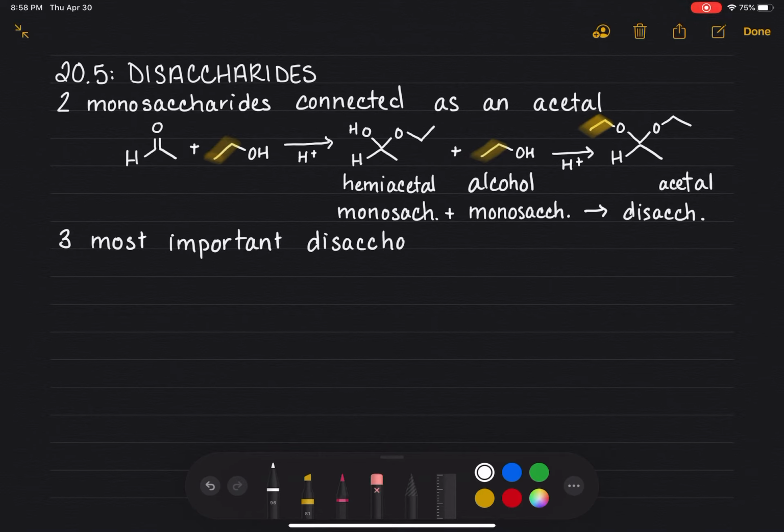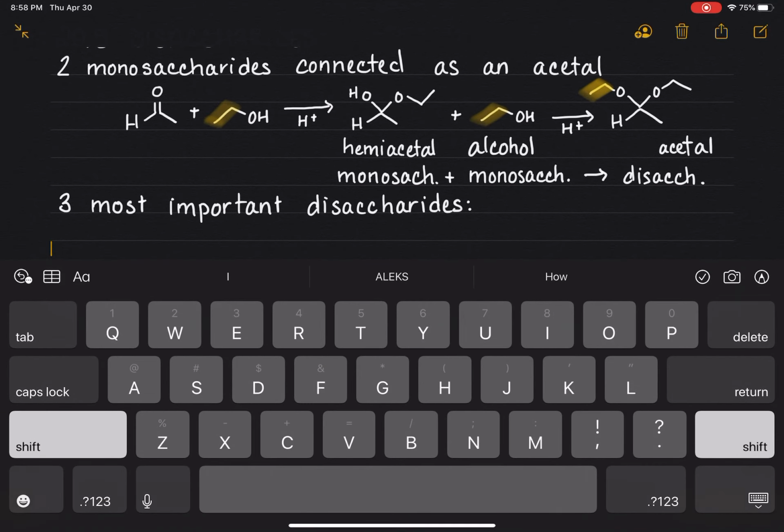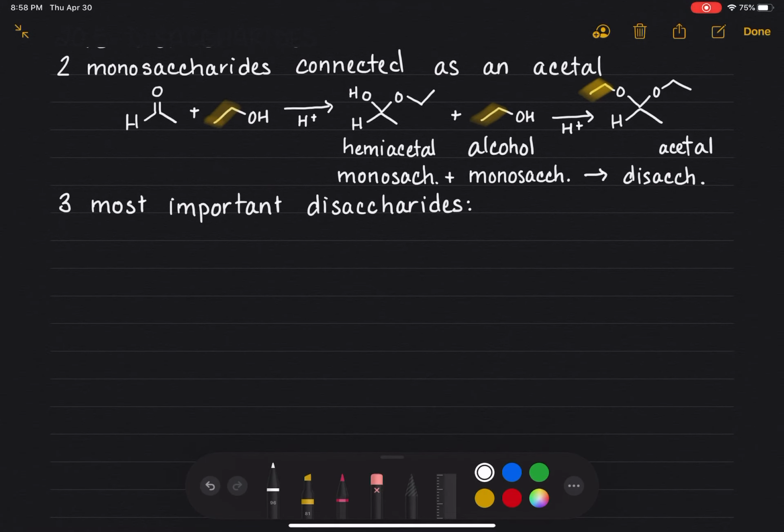These are going to be the most common in terms of everyday life and nutrition and stuff like that. And this is the order that we're going to talk about them. First thing we're going to talk about is maltose, which is malt sugar. And it comes from glucose combining with glucose.